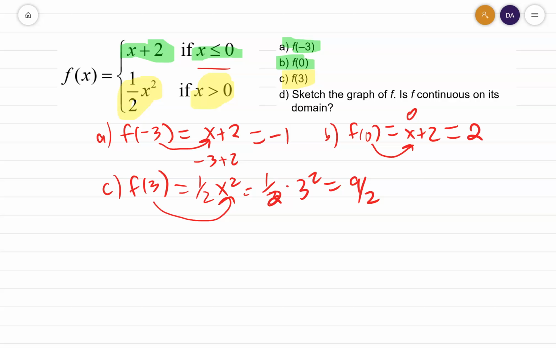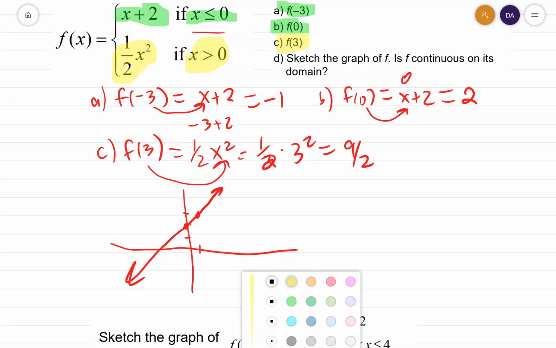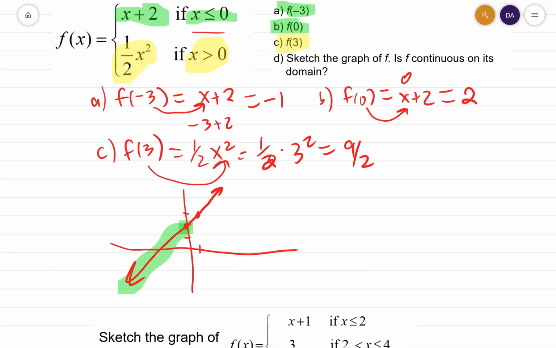What does this look like if we graph it? Well, we're going to have two different sets of rules. This first one will match the graph of x plus 2, so I can graph a y-intercept of 2 and a slope of 1. But this is not the entire function, because we only keep this when x is less than or equal to 0. So we erase all the rest of it, and only keep the piece that fits that rule.